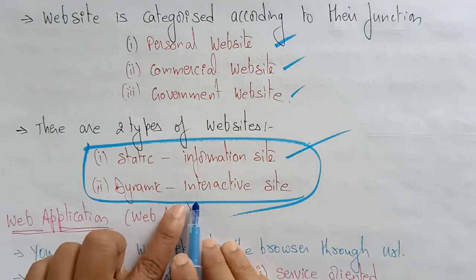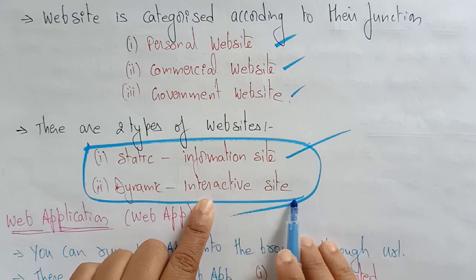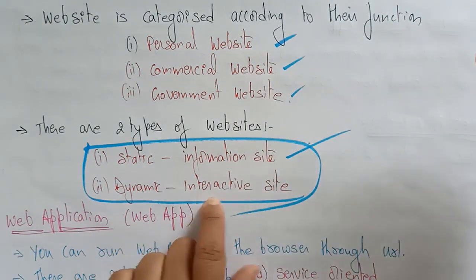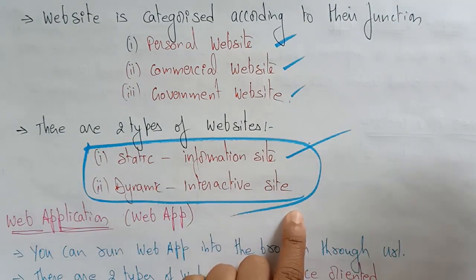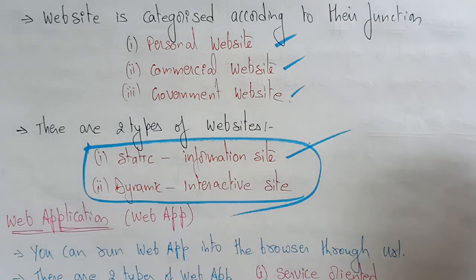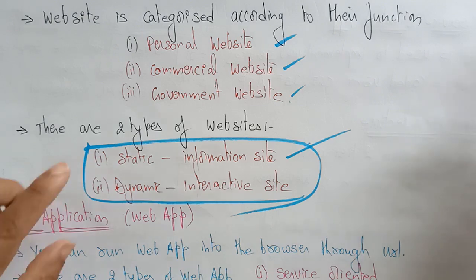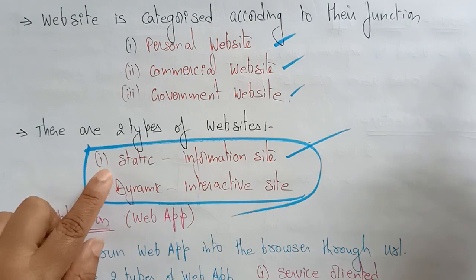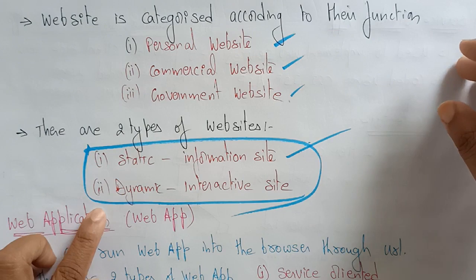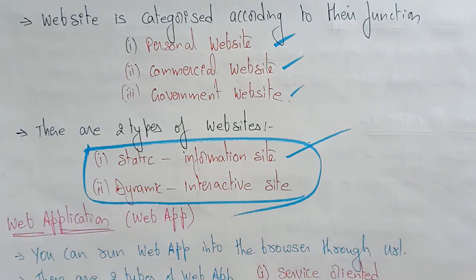The dynamic websites are the interactive sites, just like the government or the commercial ones. They don't have the complete information. Whatever link you want, you can access that link and the information will be provided from that particular database. So the complete websites are divided into two types: static and dynamic, the information sites and the interactive sites.